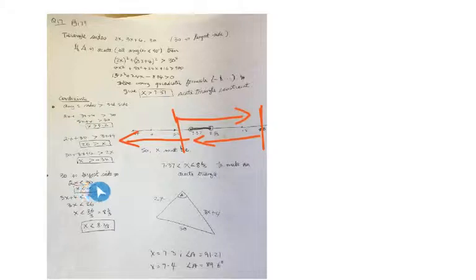30 is the longest side, so 2x must be less than 30. So x must be less than 15. And then the last one is 3x plus 4 must be less than 30. So x must be less than 8 2/3.